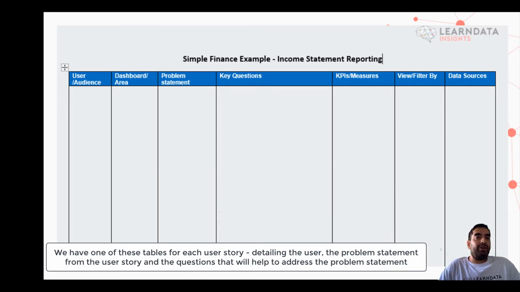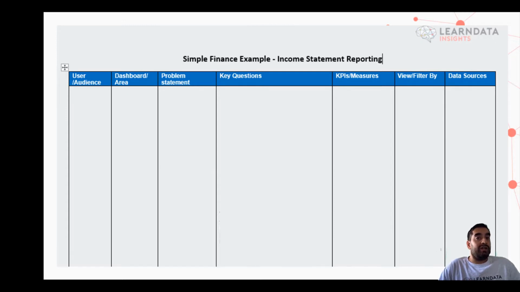We then have the key questions that they'd want to answer from a report, from a data visualization that would help them with that problem statement. And then we have the KPIs and measures that would help to answer those questions. What would you want to view and filter those KPIs and measures by? And at a very high level, what kind of data sources do we need in order to be able to have those measures and have those attributes to be able to slice and dice by?